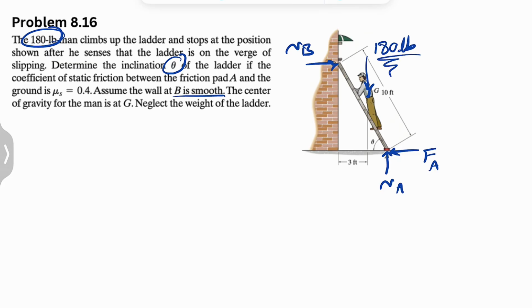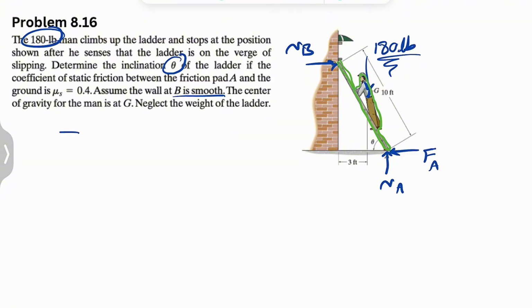We have the weight of the man at G, which we know is 180 pounds. This is obviously in force unit. We don't need to multiply this by g. This is a weight, it's not a mass. So basically we are drawing the free body diagram for the ladder and the man climbing up the ladder. We are at the verge of slipping, so we are still in equilibrium, and we are in that second that the ladder is about to slip.